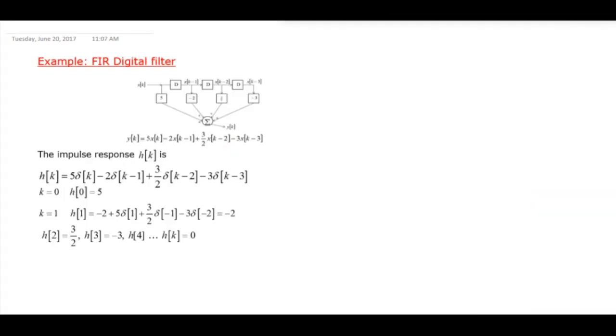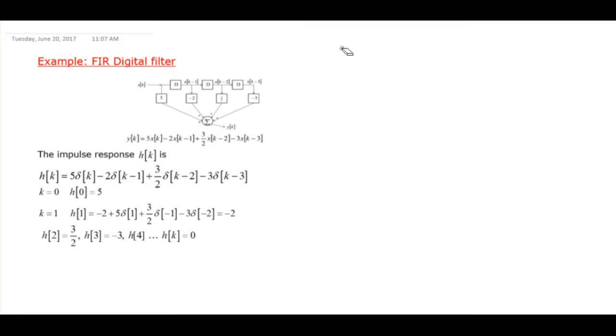Now I'd like to use the finite impulse response digital filter to further strengthen what we said a while ago. There are two types of filter. One is the FIR filter, which I'm going to illustrate to you. The other one is the IIR, infinite impulse response filter, which we are not going to talk about in terms of filter design, so we just skip it here.